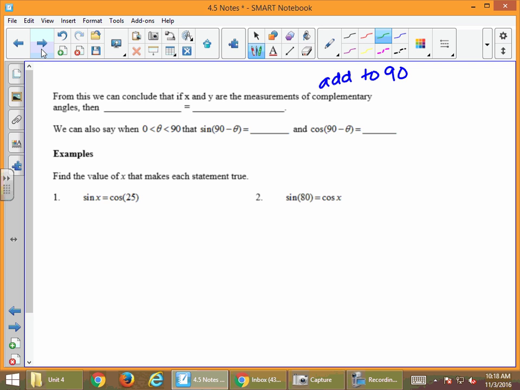And again, we can say that if we have x and y and they're complementary, meaning they add to 90, we can say that the sine of the one angle is equal to the cosine of the other angle, and vice versa.